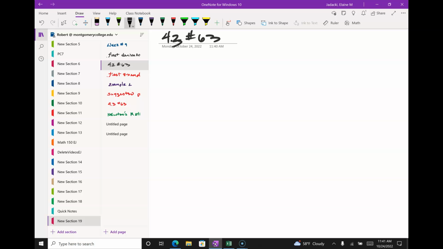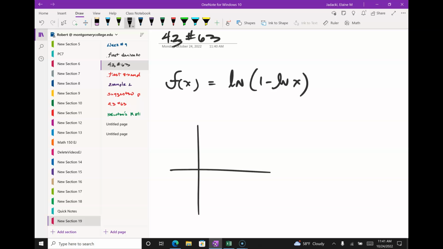So we're doing 4.3, number 63. So f of x is the ln of 1 minus the ln of x. Well, I already know something about the domain, right? But I want to kind of look at the function here. So the function's looking something like this. It's not perfect, but close enough.